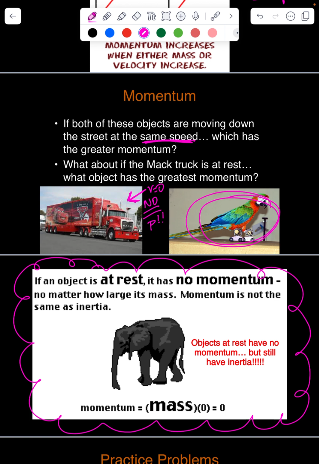So if an object is standing still, it still has inertia. It is going to resist that change in motion. It wants to stay still. So it will resist a change in that motion. Even if you are standing still, you still have inertia. However, you do not have momentum.